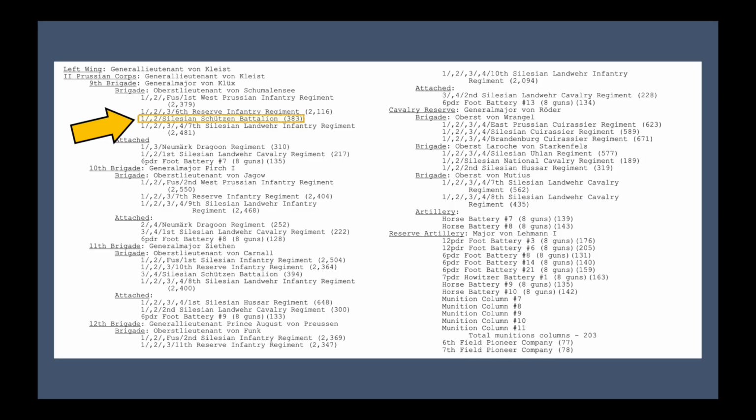You'll also on occasion find units beneath the size of a battalion listed on a Prussian order of battle. So in the 9th Brigade of the 2nd Corps at Dresden, we find 2 companies of Silesian Schützen.